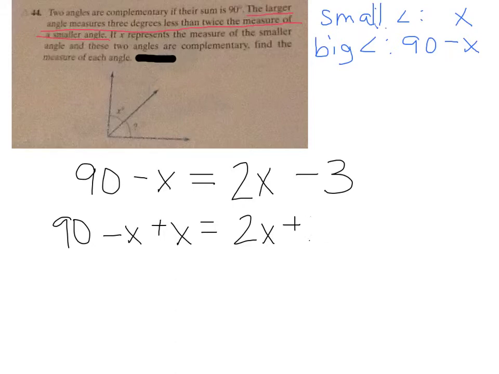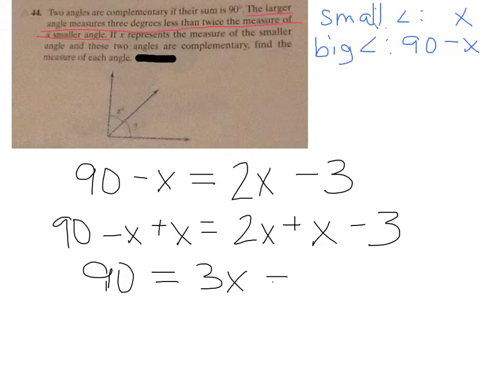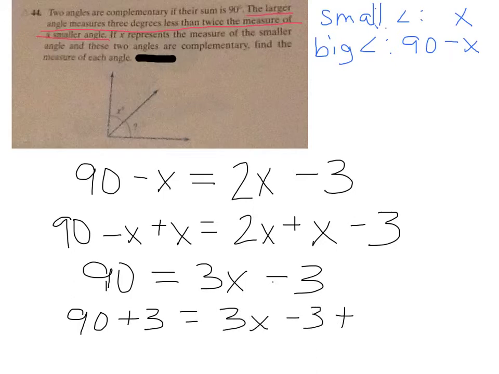I can't talk and write at the same time. There's x minus 3. Don't have a lot of vertical room, so I'm just going to use the horizontal method. I get 90 on this side because negative x plus x is just going to give me 0. And 2x plus x will be 3x minus 3. So now I want to get rid of the minus 3, get the x by itself. I'm going to add 3 to both sides. 90 plus 3 is equal to 3x minus 3 plus 3.